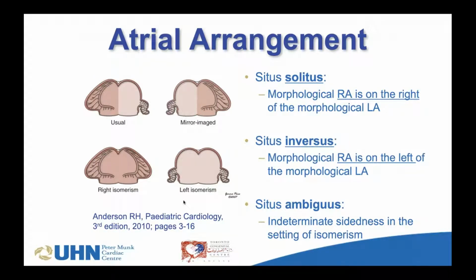So what about the atrial arrangement of the cardiac situs? Cardiac situs solitus is defined by the morphological right atrium, which is on the right of the morphological left atrium. That's the description. You have a mirror-imaged arrangement of the atria, or a cardiac situs inversus, if the morphological right atrium is on the left of the morphological left atrium. And then you have situs ambiguous, or indeterminate sidedness, in the setting of isomerism, and I will come back to that.